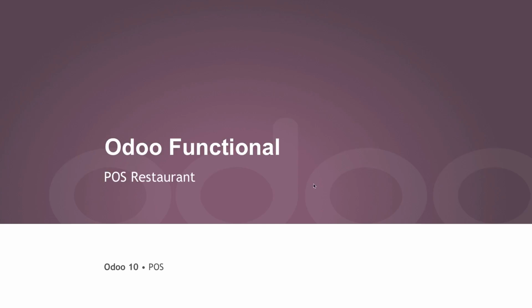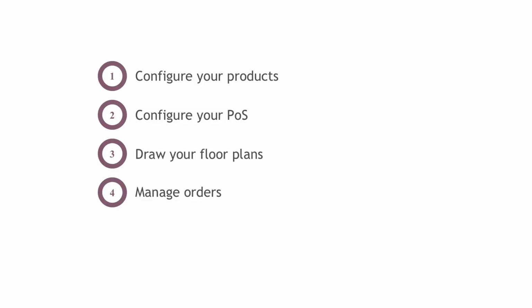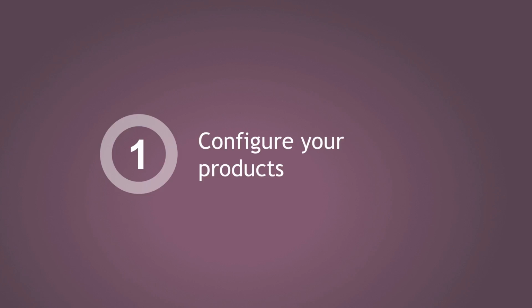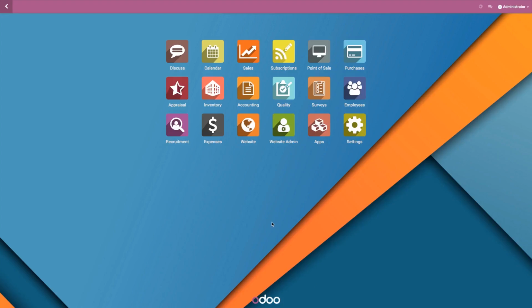In this video, we will learn about point of sale for restaurant purposes. We will look at how to configure our products, how to configure our point of sale. Then we will learn how to draw our floor plans, and last, how to manage our orders. Let's take a quick look at how to configure our products.